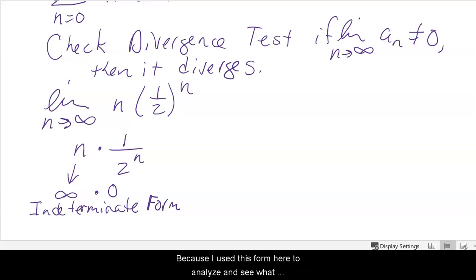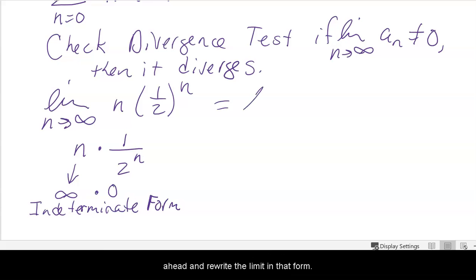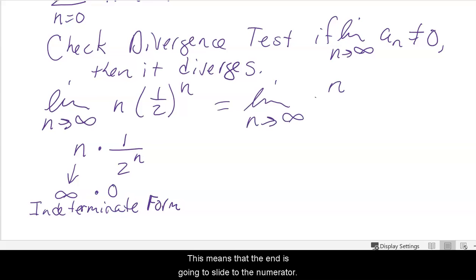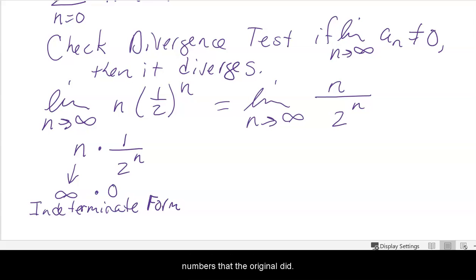Because I used this form here to analyze and see what was happening to the limit, it makes more sense to go ahead and rewrite the limit in that form. This means that the n is going to slide to the numerator, and the 2 to the n slides to the denominator. In fact, this will generate exactly the same sequence of numbers that the original did.